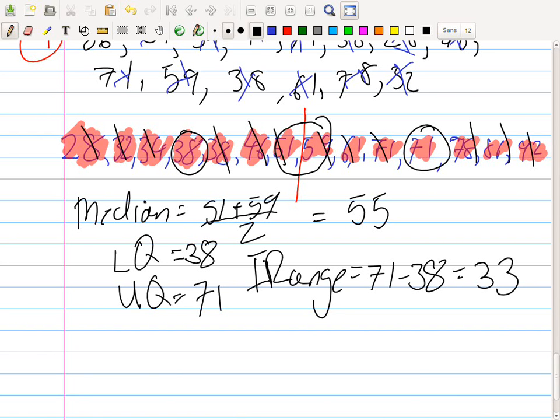The lower quartile is the middle number in the lower half. So in the lower half you have 7 numbers. The middle of 7 numbers is the fourth number. Same logic for the upper. And those are easy 6. That's an easy 6.